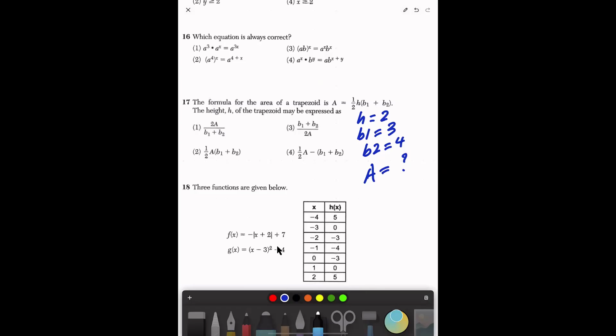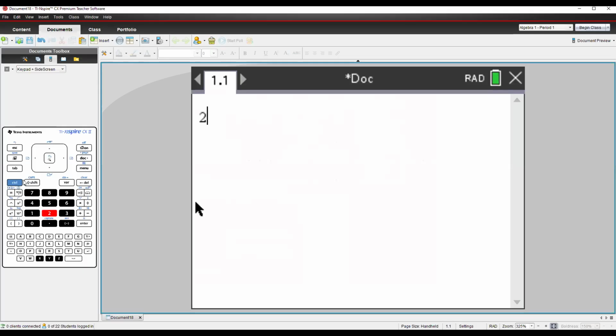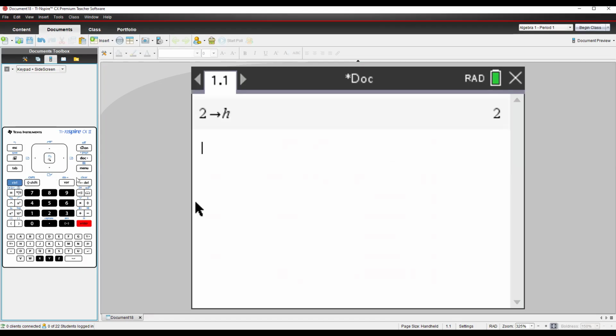We're going to go to the main calculate screen and start storing numbers. Store 2 into the letter h. Notice h is 2 on purpose. Then we're going to do 3 and store that into b1. We don't have a subscript to use, so we're just going to put b1. And then we're going to do 4 and store that into b2. Now that we've got all these stored, we're going to calculate what A is, and store that into A.